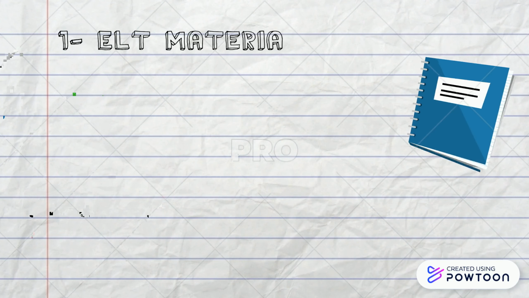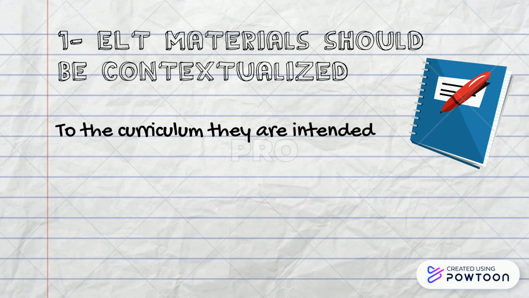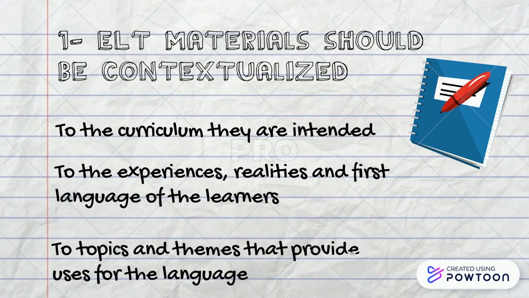Guideline number 1. English language teaching materials should be contextualized. And we talk about contextualization in terms of the curriculum that they are intended for, the experiences, realities, and first language of the learners, and the topics and themes that provide uses for the language.